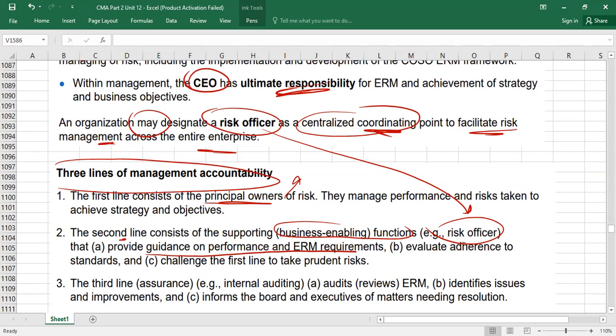Second, he may evaluate adherence to the standards. He may check that principal owners are following the guidelines provided by risk officers or by top management. And he may also challenge the first line to take prudent risk. For example, whatever actions the first line, the departmental managers, has taken, he can challenge those actions also. So these are the functions of risk officers: he can provide guidance on performance of ERM, evaluate adherence to the standards, and challenge the actions of the first line of defense.